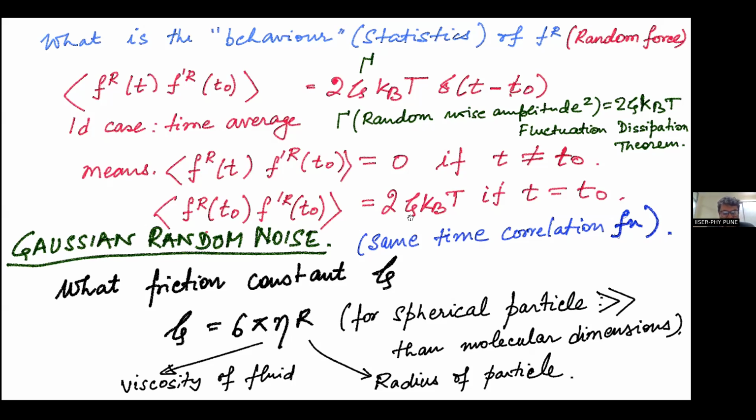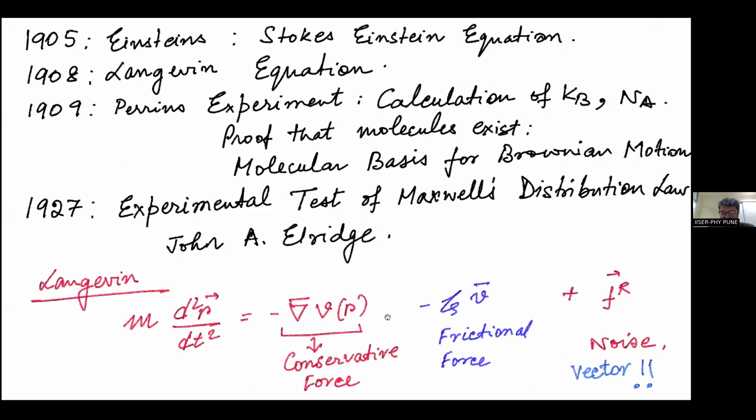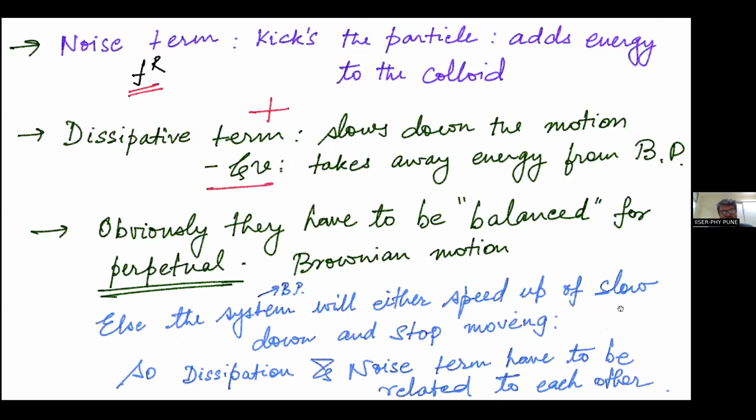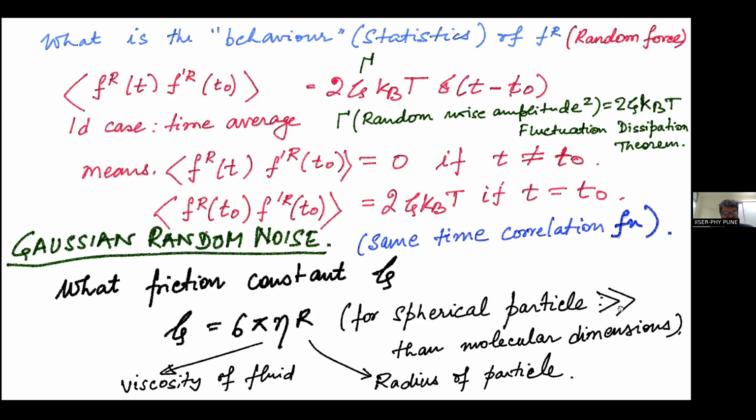That's the friction constant. But what do you observe? You observe, first of all, that this noise, this random force, random kick, what is the magnitude of the kick? It's random. But the distribution of these forces has a certain statistical distribution. It's a Gaussian random noise with the variance being 2 zeta kBT.